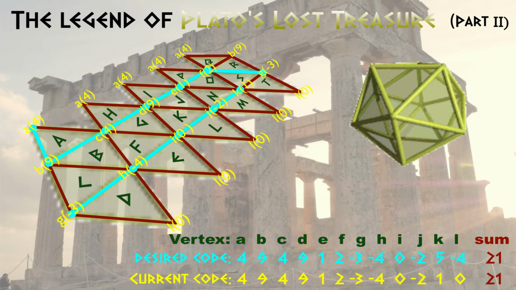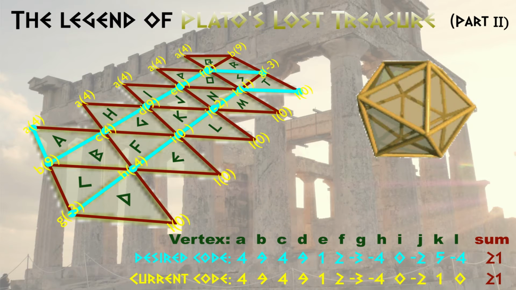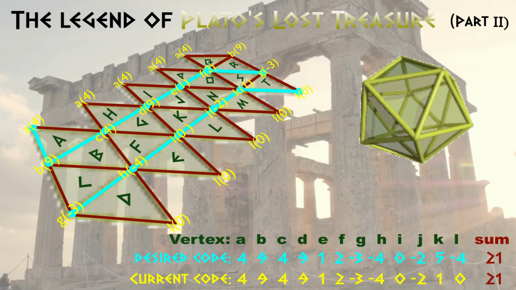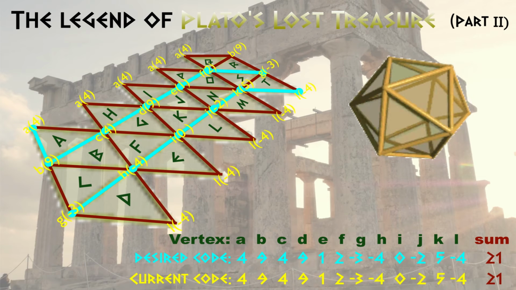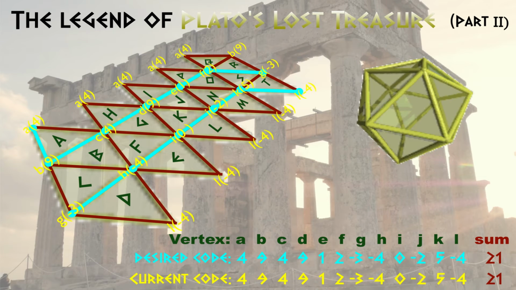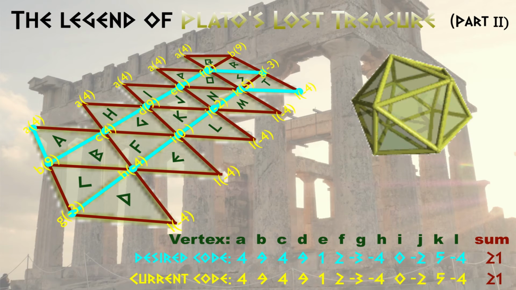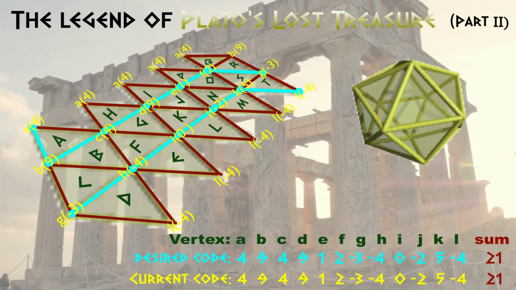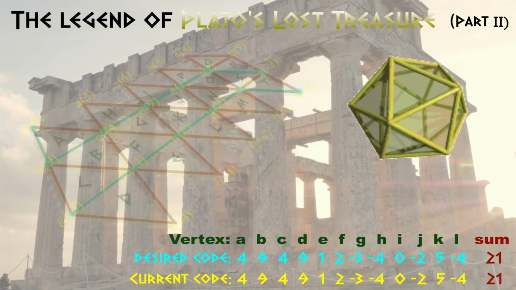The next step would be using L to fix K, but note that when I do so, by adding 4 to K and subtracting 4 from L, L also ends up fixed. Again, that's not a coincidence. The fact that we set the sum to its correct value guarantees that the last vertex will end up set correct if we set all the other vertices to their correct values.